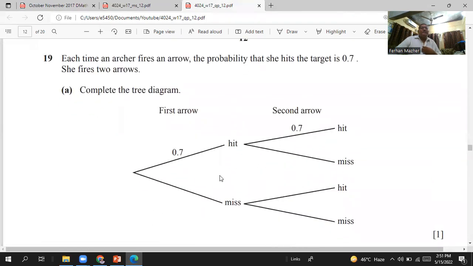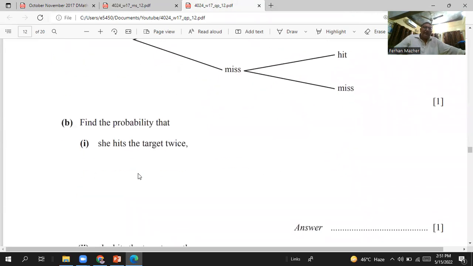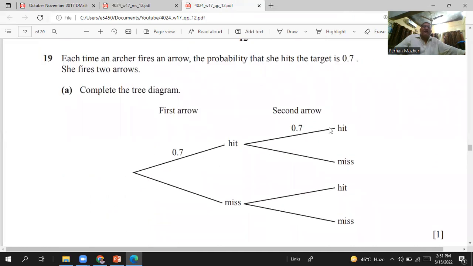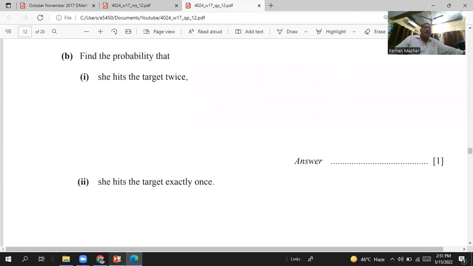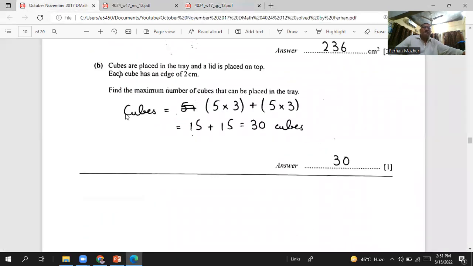I hope you understand. If there are two mutually exclusive events, if you know the probability of the one, you can find the probability of the other by just subtracting from the one. Like its probability 0.7, the probability that you will miss the target, its probability will be 1 minus 0.7, that will be 0.3. Find the probability that she hits the target twice. Hit, comma, hit. We have to find the probability. You just multiply these two. So let me show you.